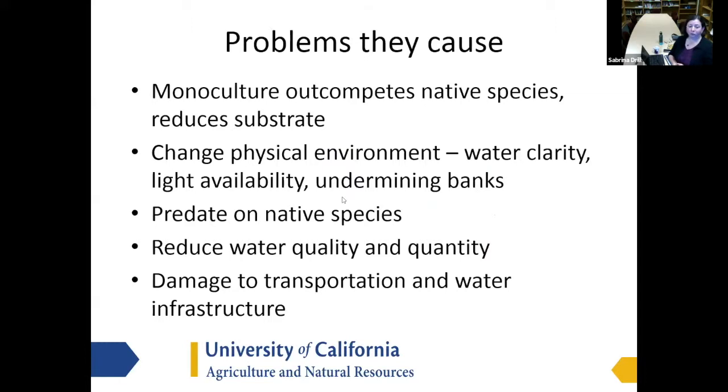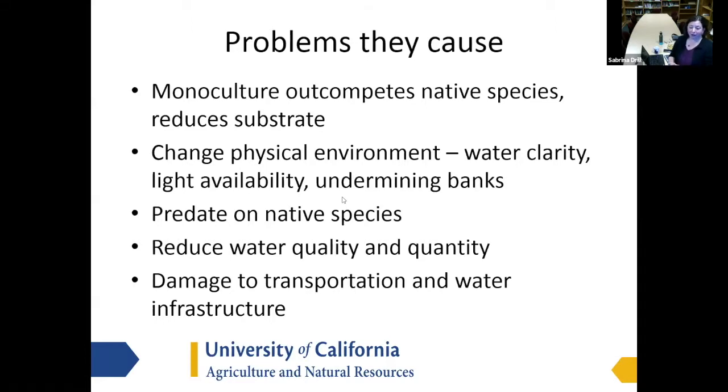Well, often with aquatic invasives, and we see this with some of the algae especially, they form a monoculture that really outcompetes native species. And quagga mussels would be another good example of something that just covers the substrate. So none of our native benthic species that attach to either the bottom or piers or whatever have any space. They can change the physical environment, so they can change things like water clarity and light availability. Water hyacinth, which I'll talk about, is an issue there. It actually covers the surface and there's no light available for photosynthesizing organisms in the water column.